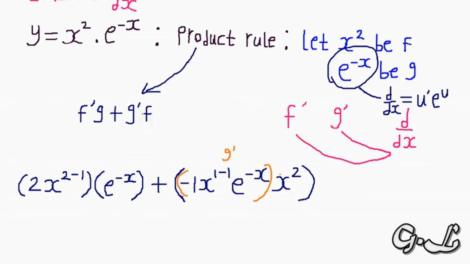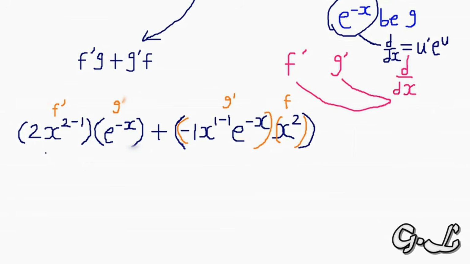And then we also have another one, which is the expression for f. So it is x squared. And then we also have the expression for f prime, which is 2x to the power 2 minus 1. And we also have the expression for g, which is e to the negative x. So we have found the overall expression for f prime g plus g prime f. So this is how we differentiate.